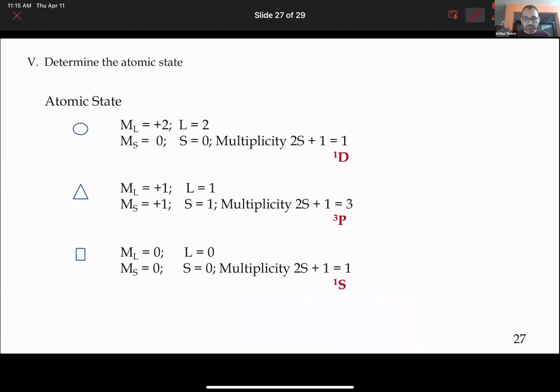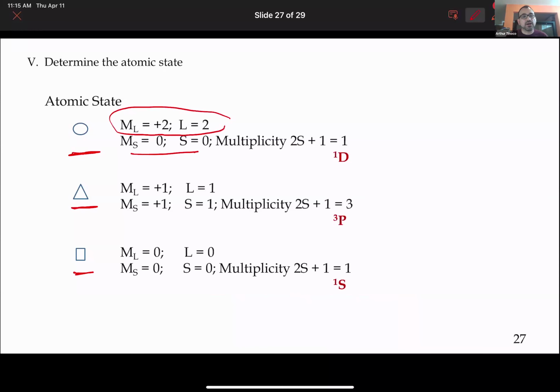So the next thing we do is use these symbols to mark our atomic states. I didn't do that with my little pencil here, but in the slides you see I noted each state that I removed from the table by a particular symbol. So we have the circle, triangle, and the square. That circle was defined by this array, where M sub L gave us a value of 2, L equals 2, and also S equals 2.